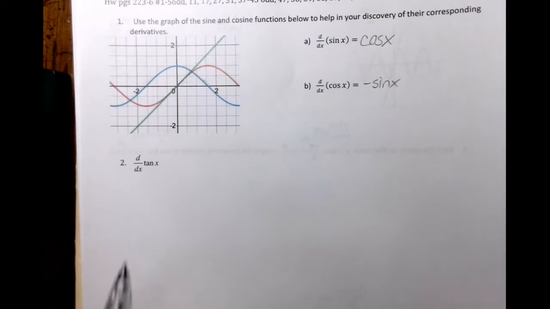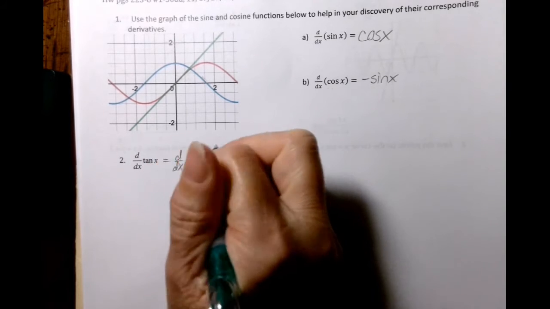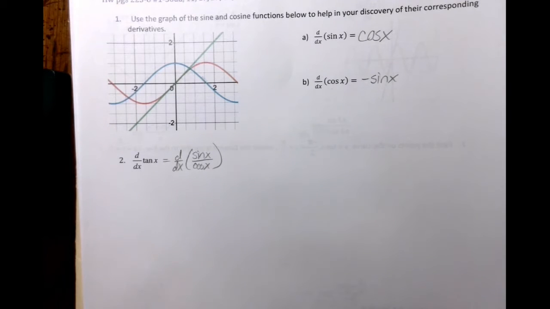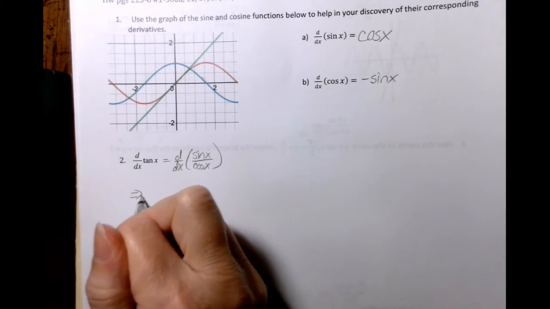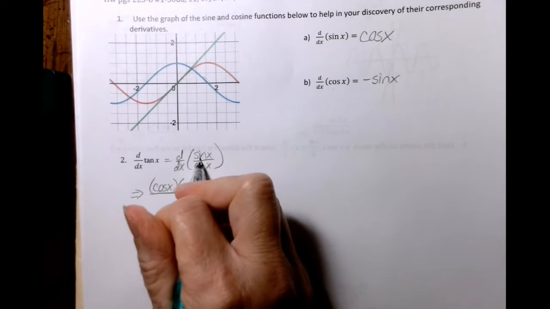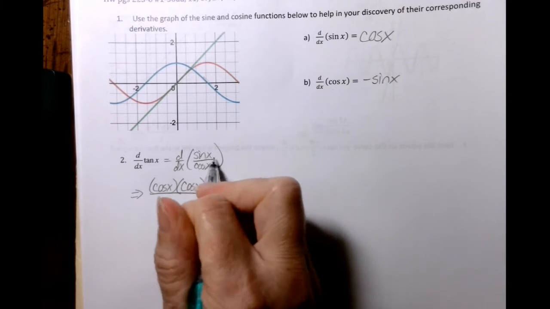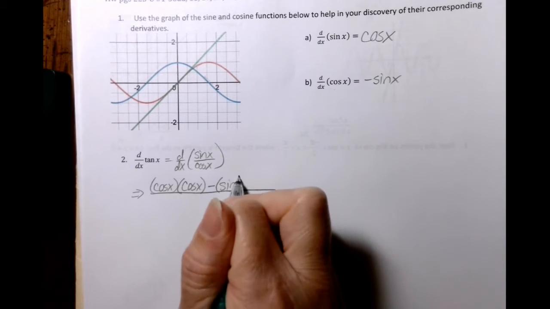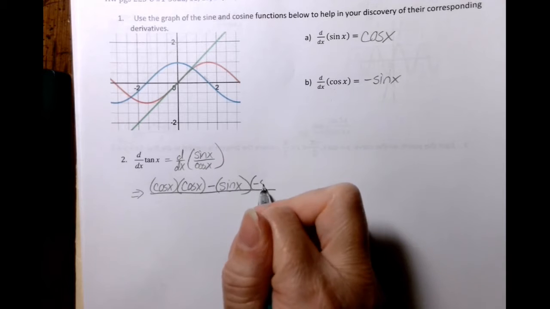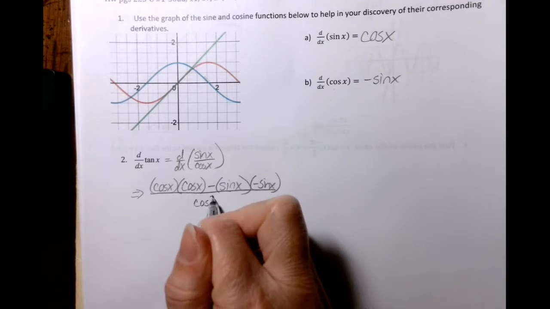An analytic approach to the derivative for tangent is to look at it instead of as tangent, but as a quotient of sine x over cosine x. Using the quotient rule, we have our low, d high, I just learned the derivative of sine is cosine, minus the higher function, which is sine of x, d low, taking the derivative of the cosine, cosine goes to negative sine, all over denominator squared.